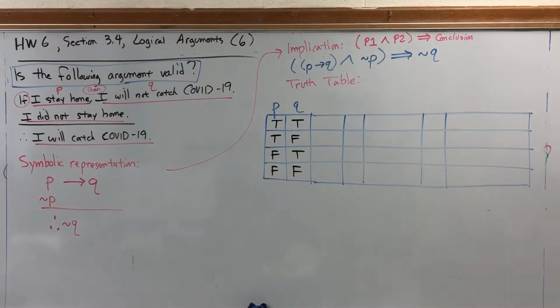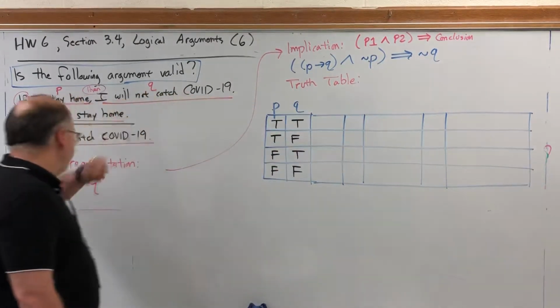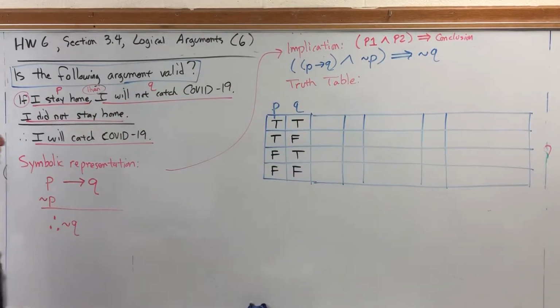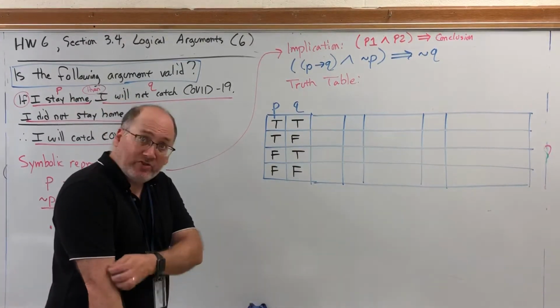Homework 6, Section 3.4, Logical Arguments, Video 6. The previous video ended with determining the implication for this argument written symbolically. And I challenged you to complete the truth table on your own before resuming this video.